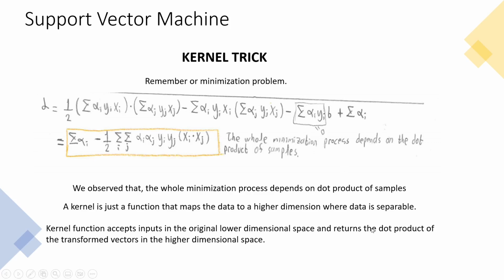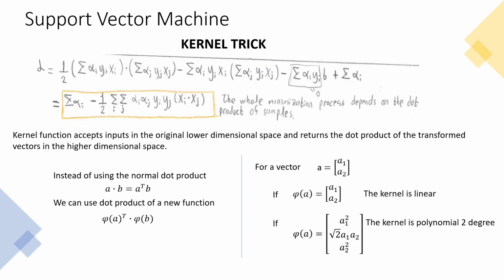Kernel functions accept inputs in the original lower dimension space and return the dot product. So this part is important. They return the dot product of the transformed vectors in the higher dimensional space. So the kernel is just taking the dot product of the samples, but it can get the dot products in 2D as usual vectors, or it can do this in higher dimensions. So we have some well-known kernels actually. If we have a vector such as this one, a is equal to a1, a2, the linear kernel is the normal kernel. That's just basically the 2-dimensional dot product if you use a linear kernel.